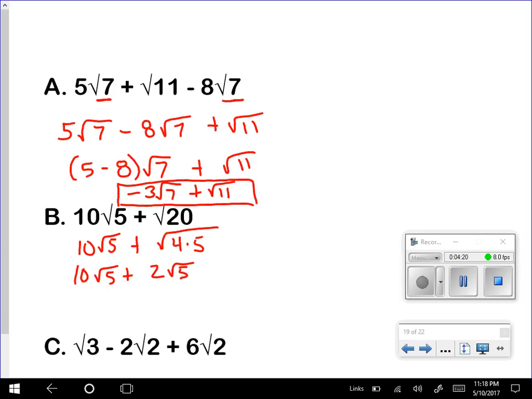And now, look what I have. I have like radicals. So I can add pieces out in front. 10 plus 2 is 12. That's 12 times the square root of 5.